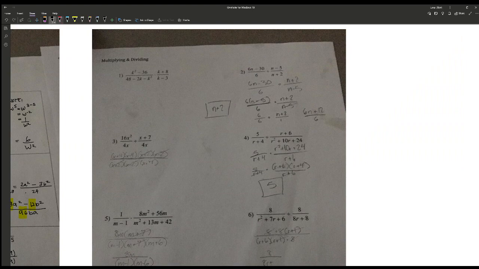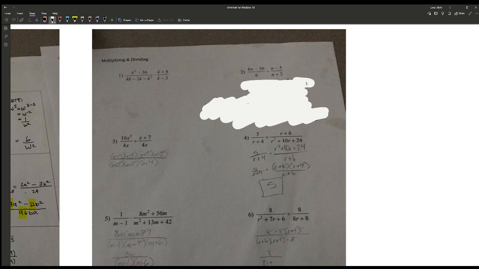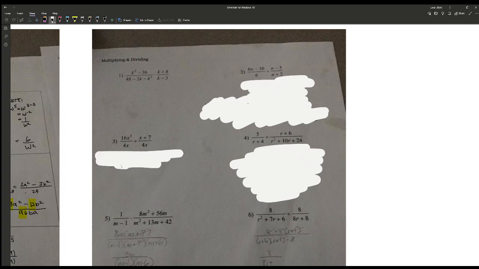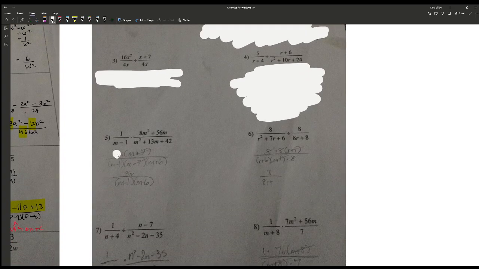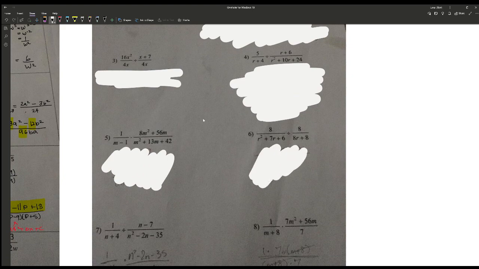So, I am going to write over the majority of what is written here, just so that we have a blank canvas. All right. Probably should have done that before. My bad.